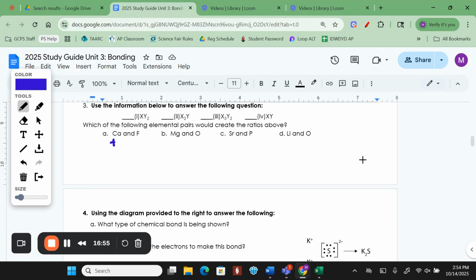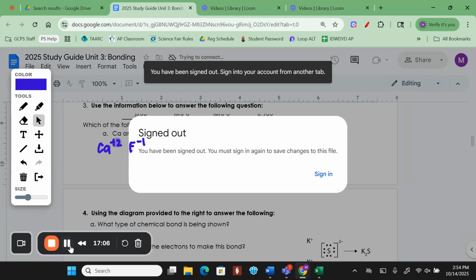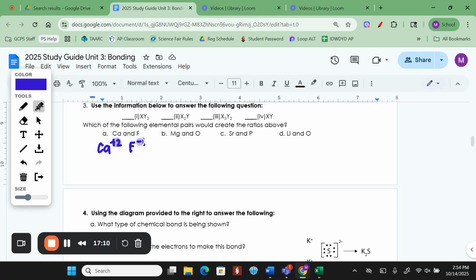Ca is going to be a plus 2. F is going to be a minus 1. When I compare those charges, I can see that I have 2 positives and I have 1 negative. Well, I need to have the same number of positives and negatives, so I'll add on another negative. And now I have 2 positives and 2 negatives. This is going to create a 1-to-2 ratio. So I would want to say that A goes with number 1 up here. Pause the video now and try the remainder of these on your own.